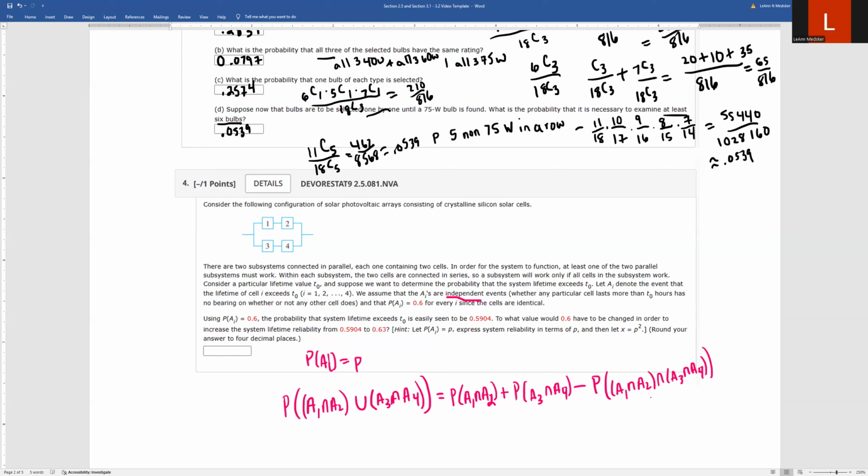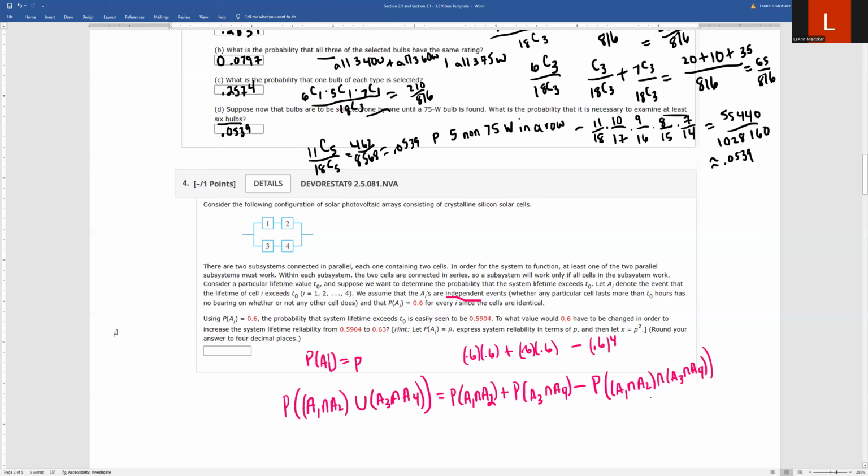So this is the reason they make you think, oh, that's easy. If you put in the 0.6 that we were given, this is the probability of A1 times the probability of A2, which both have the same probability. Remember, for an intersection, if they're independent, you just multiply the two probabilities together. That's only if they're independent. And then this is just four things being intersected together, so that's going to be 0.6 to the fourth.